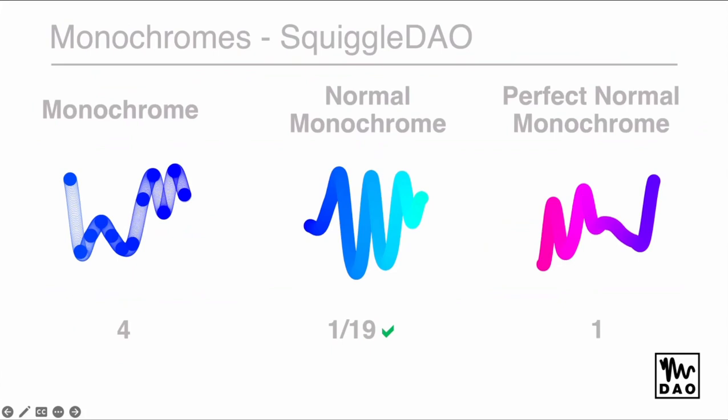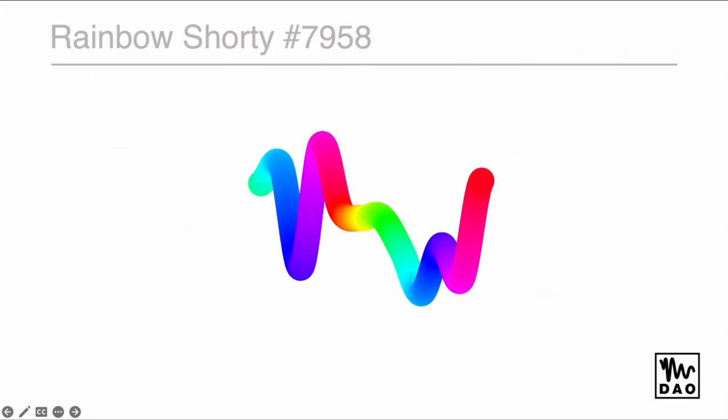And just to highlight one of our favorite pieces, it's our rainbow shorty. This is number 7958. One of the 9 rainbow shorties that exist, and as we mentioned, donated to the DAO during the contribution rounds in early 2021. And it's crazy beautiful. I think rainbow shorties are one of my favorite traits.